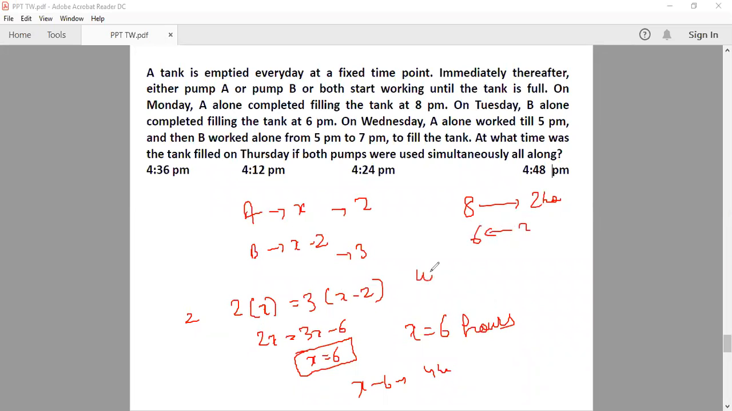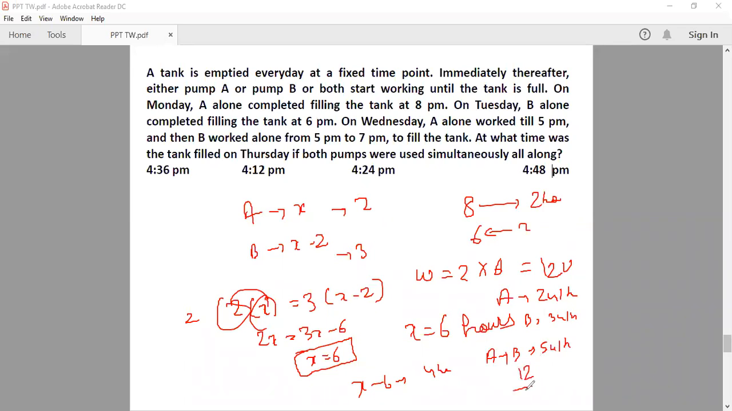अब हमें काम भी पता है. काम कितना है? वर्क इज ऑब्वियसली 2 into 6, efficiency into time. 2 into 6 is 12 units. The work was 12 units in which A does 2 units per hour and B does 3 units per hour. So together A and B are doing 5 units per hour and the work is 12 units. So 12 divided by 5. Time taken would be 2.4 hours, which is nothing but 2 hours 24 minutes. So the answer is C option 4:24.